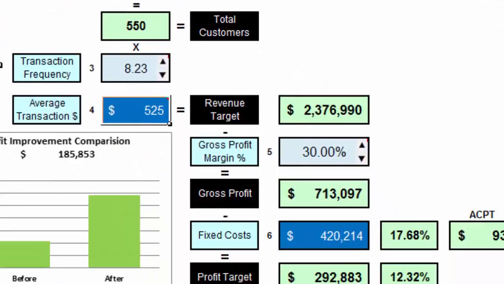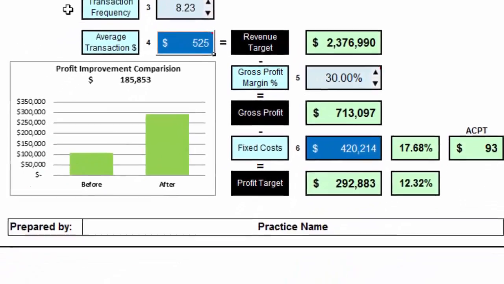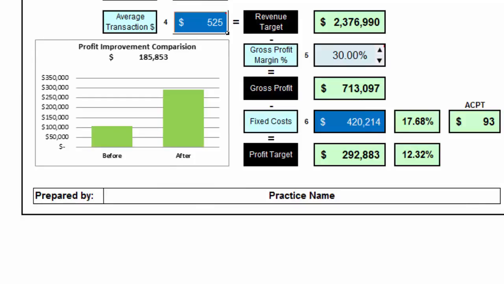Now total customer numbers is 550. The transaction frequency has increased by 5% from 7.84 to 8.23. And the average transaction value has increased by that 5% to 525. Revenue now, $2,376,990. Gross profit margin was increased by 5 percentage points from 25 to 30. And fixed costs have also increased and now up to $420,000. But you'll notice the average cost per transaction has reduced by 5%, so 93.